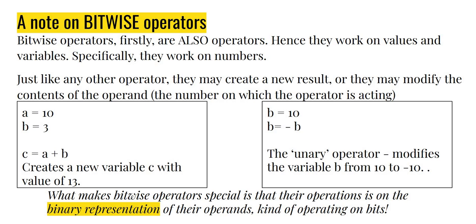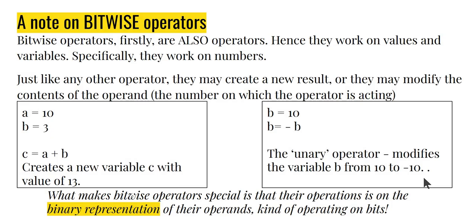And just like any other operator, they may create a new result, they may modify content of an operand, and so on and so forth, right? So for example, let's say I had A equals to 10, so that's an assignment operator. B equals to 3, that's again assignment. I'm saying C is equal to A plus B, so assignment, followed by the arithmetic operator. We know that C would be 13 at the end of this code. So that's a new variable created, C with 13. Take another example, B is 10, for instance. If I do B is minus B, well, this is what is called a unary operator, so it just takes one operand. This negation converts B from, let's say, 10 to minus 10. So basically, in this case, it modifies the value.